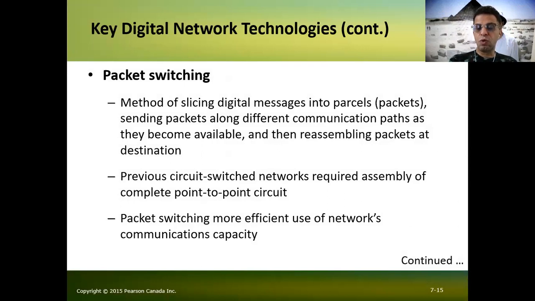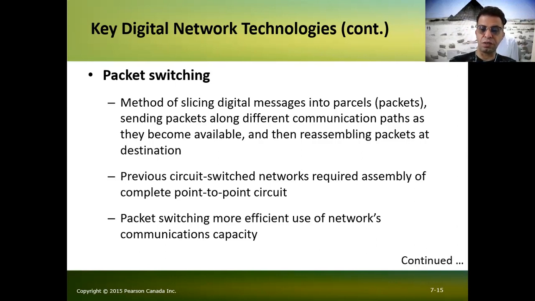But there's something called packet switching, a method of slicing the digital message into small parcels, or packets, sending them along different communication paths as they become available, and then reassembling them at the destination. So your digital message, when it's sent, is first cut into small packets and sent through different communication lines. And when it comes to the end, they are assembled together. These packets are made up of different things. One can have the address for the rest of the packets to be collected, and another could be the body of the message.